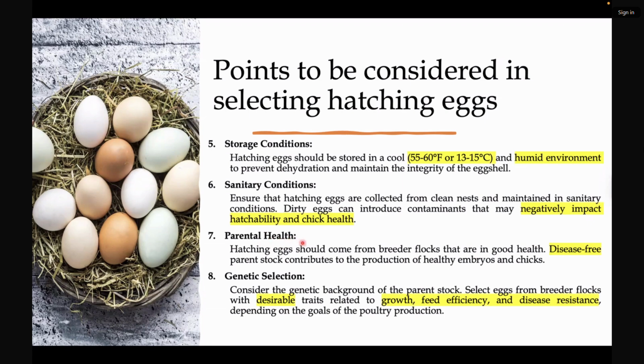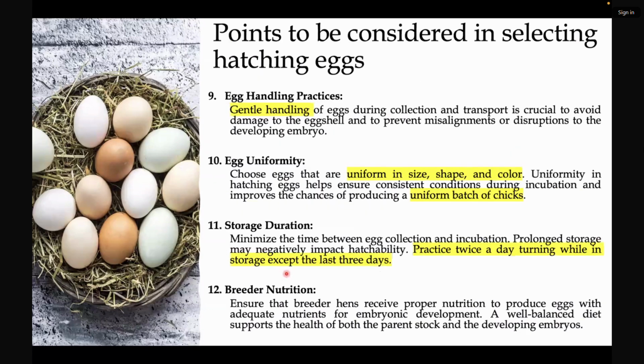The parental stock health is also important. They have to be regularly vaccinated, they have to be disease free. Genetic selection: consider the genetic background of the parent stock. Select eggs from breeder flocks with desirable traits. We have just talked about this, that we have to know the breed type of the male and female of the parent stock or grandparent stock.